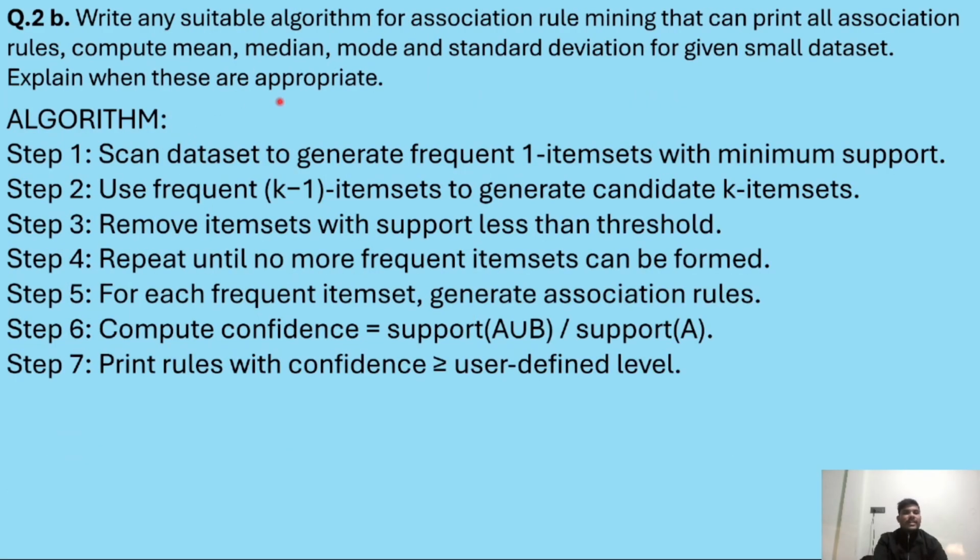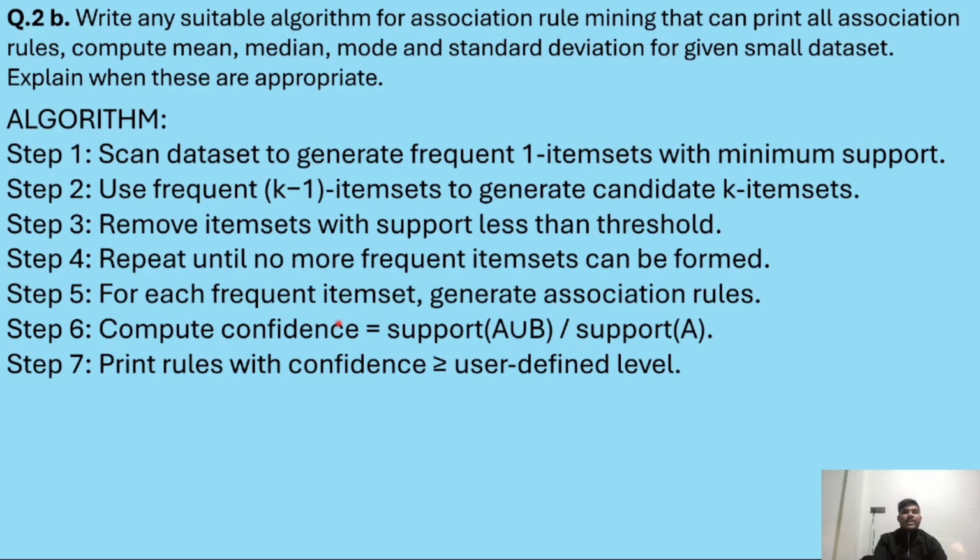Question number 2b: write a suitable algorithm for association rule mining that can print all association rules, and compute mean, median, mode, and standard deviation for a given small data set. Explain when these are appropriate. The algorithm: step 1, scan the data set to generate frequent one item sets with minimum support. Step 2, use frequent k-1 item sets to generate candidate k item sets. Step 3, remove item sets with support less than the threshold. Step 4, repeat until no more frequent item sets can be found.